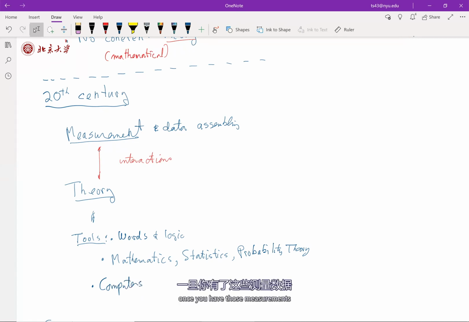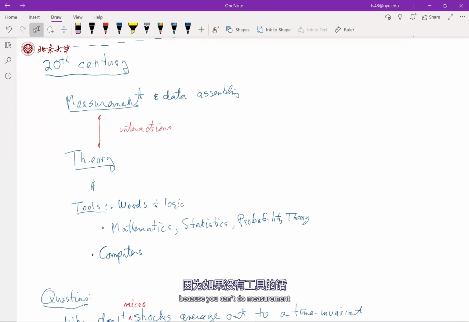And then the next is, once you had those measurements, what are you going to make of them? So a theory in terms of things that would be recognized by an economist: demand curves, supply curves, the preferences and technologies that lie underneath demand and supply curves. And then the third component, which I'm elevating to be equal, because you can't do measurement and you can't do theory unless you have tools. And one reason that things were able to be done in the 20th century is the tools that were available in the 20th century were much better than in the 19th century. So the 19th century tools are basically words and logic.